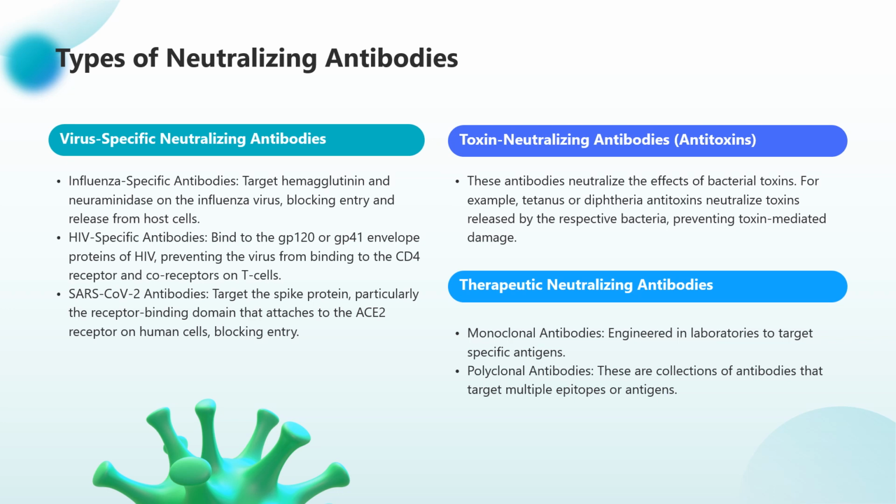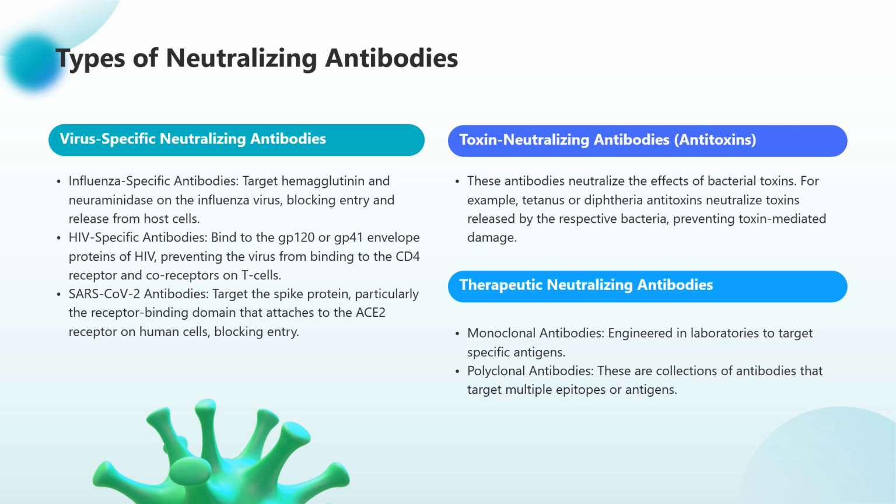The first type includes virus-specific neutralizing antibodies. When the body is infected by a virus, it responds by producing neutralizing antibodies to clear the infection. Familiar examples of these include influenza-specific antibodies, HIV-specific antibodies, and SARS-CoV-2 antibodies. Influenza-specific antibodies target hemagglutinin and neuraminidase on the influenza virus, blocking entry and release from host cells.